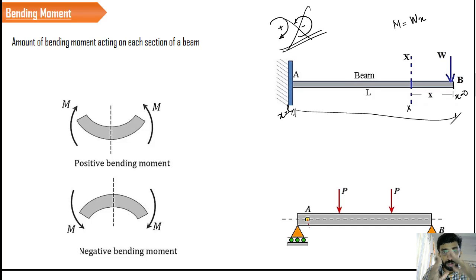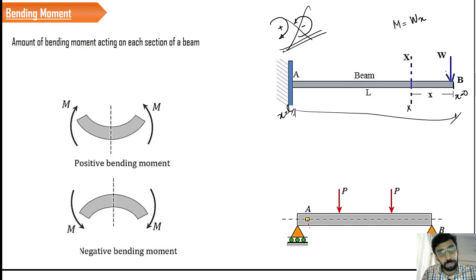Once you analyze the particular force, you leave it. Don't worry about that particular force because we have already taken the effect of that particular load. Now there is no need to worry about that particular load, so we can consider that it is being eliminated from the system.